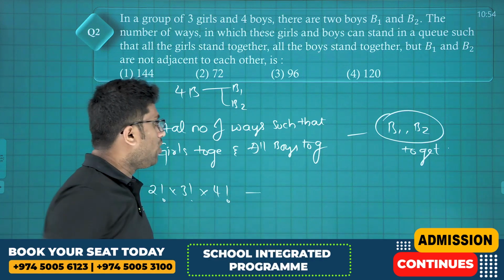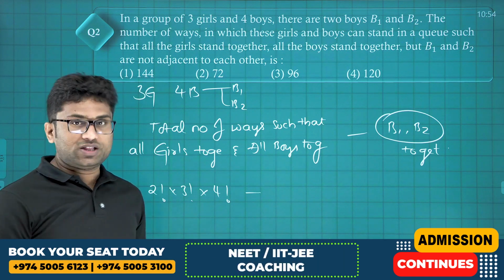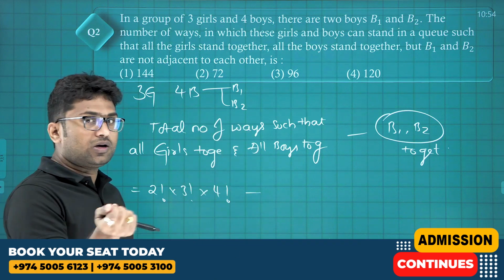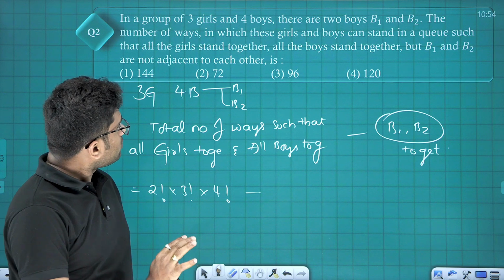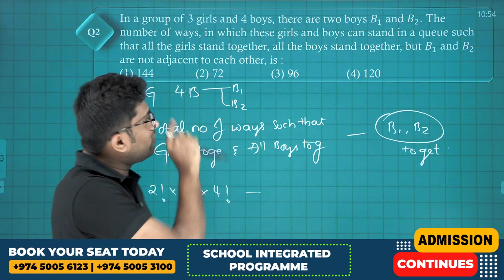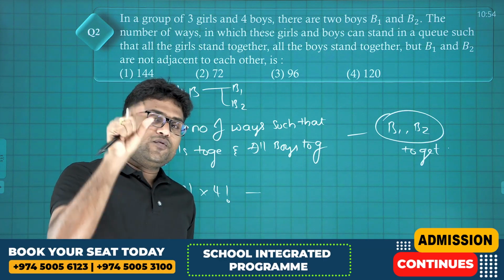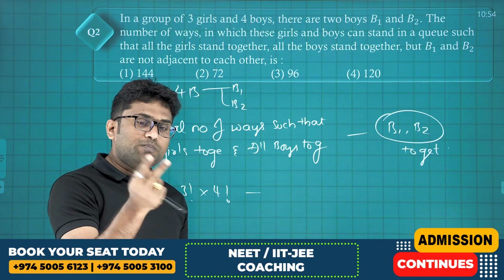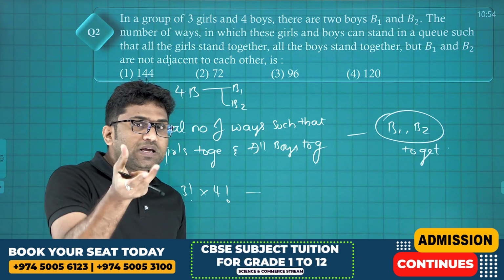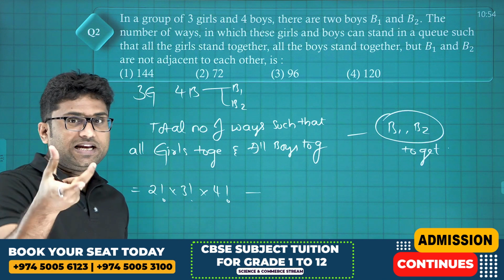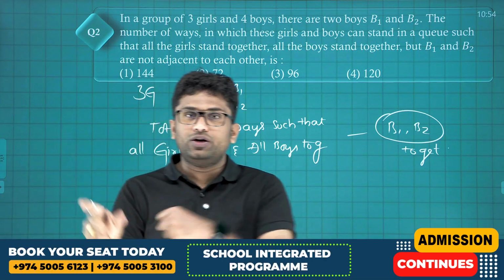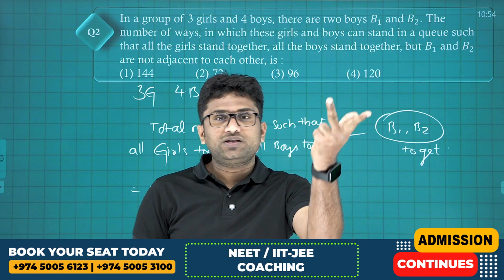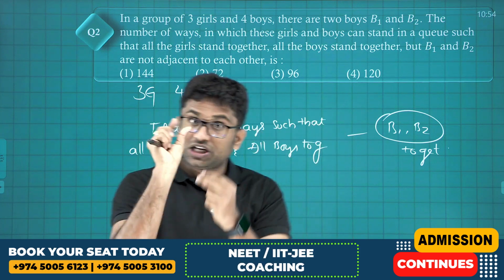Minus. Now B1 and B2 are together. See, even in this case all girls are together and all boys are together. So first, let's go with the boys. In 4 boys, these two B1 and B2 are together. That means we take B1 and B2 as one single unit. So when you take B1 and B2 as one single unit, we have 2 more boys with this unit. Now 3 boys, 3 units.